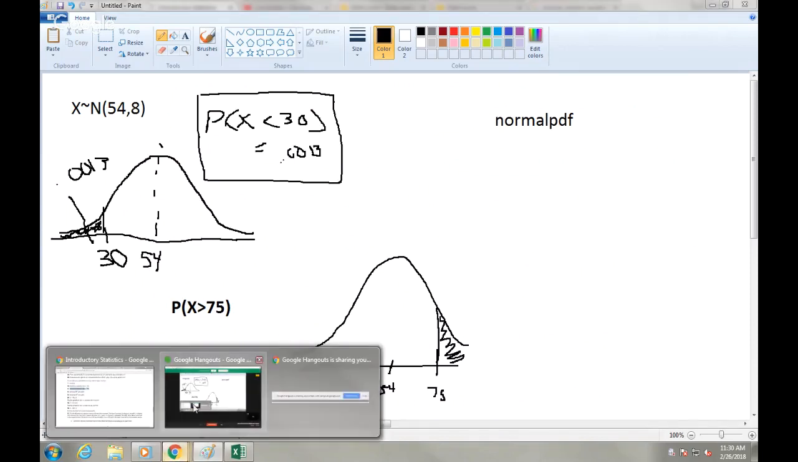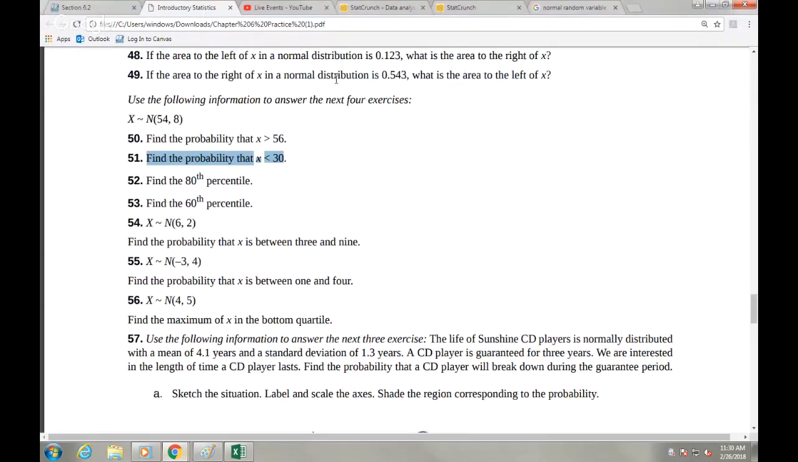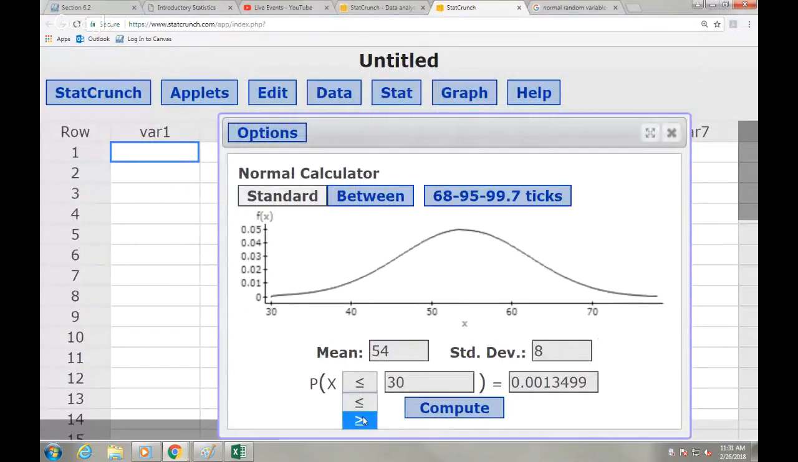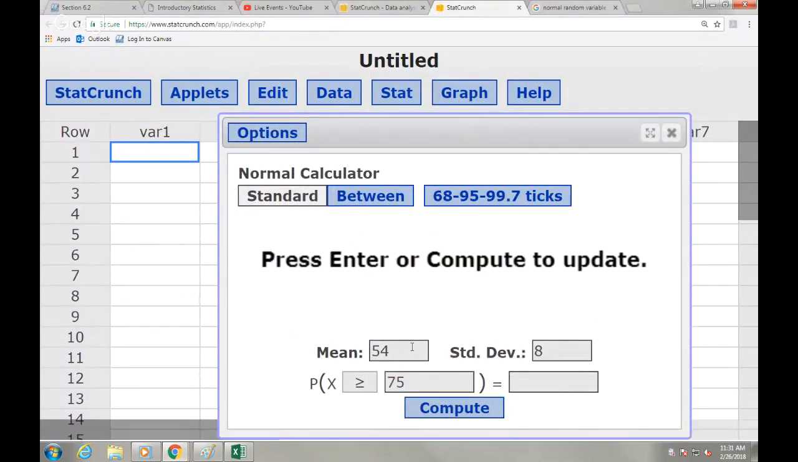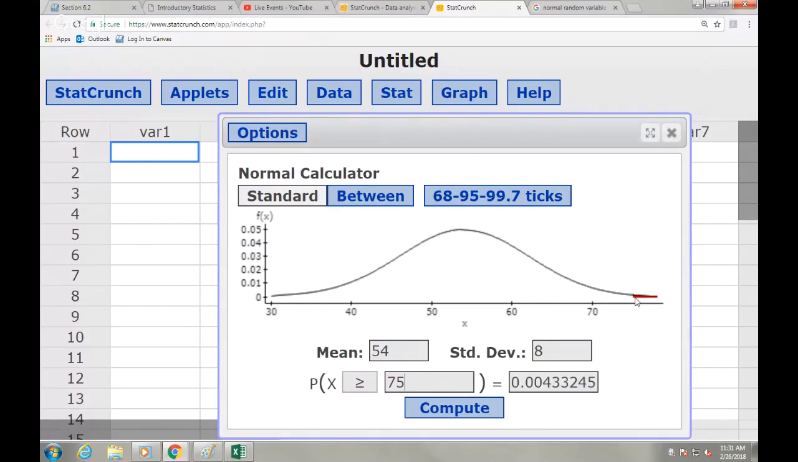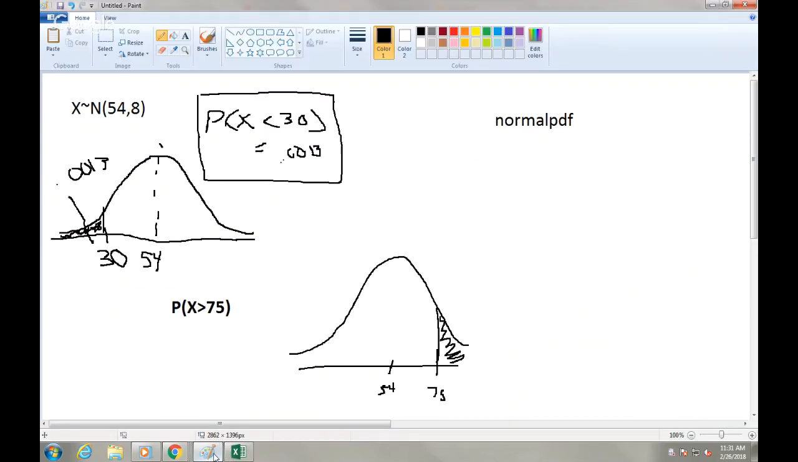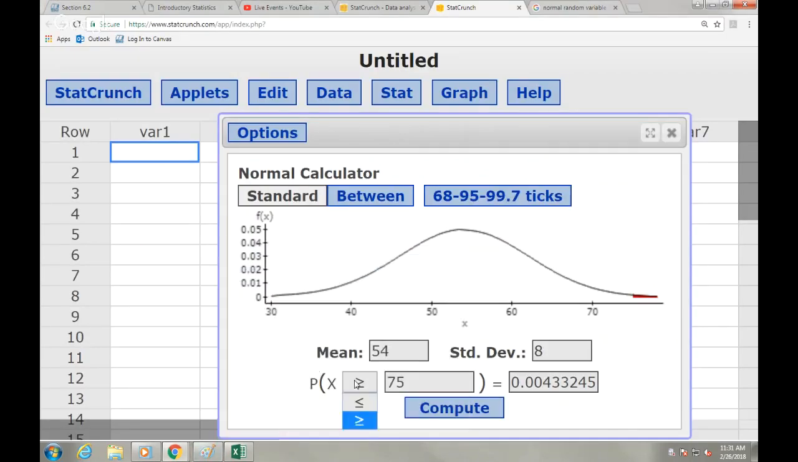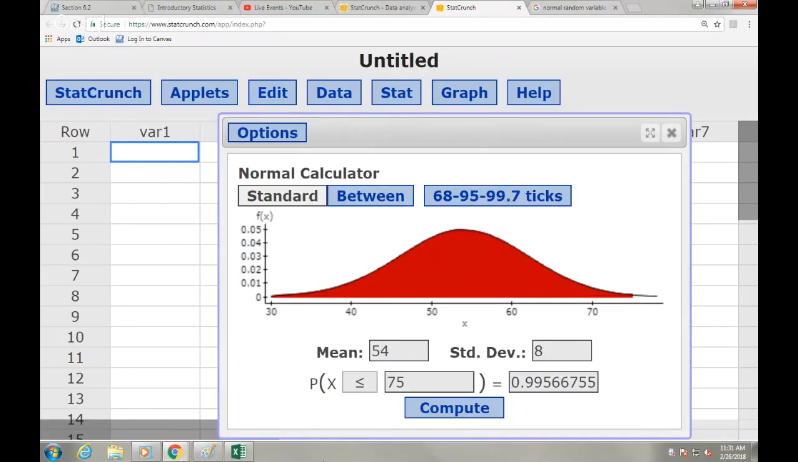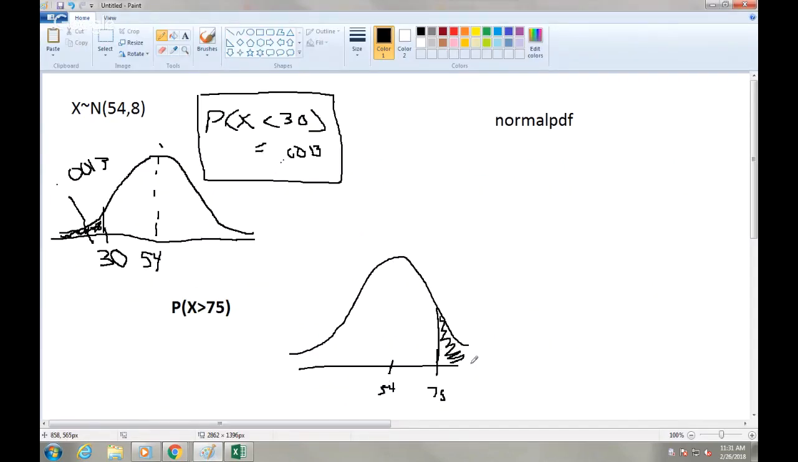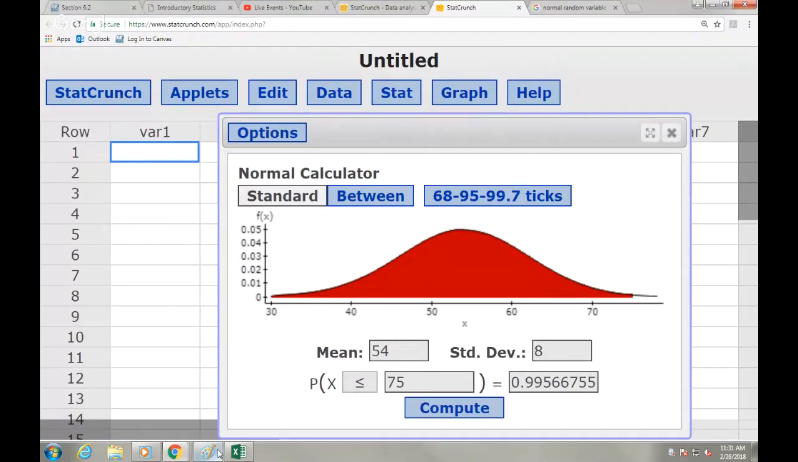So on StatCrunch, I go with greater than or equal to 75, hit enter, and now I can see what looks a little bit more like an area because you can see some shading here. It's a lot more red shading. That, sure enough, is an upper tail area. It looks roughly like what I've got here. Whereas if I'd left this with less than, you'd say, wait a minute, that doesn't look at all like a teeny upper tail area. Okay? So that's getting it on StatCrunch.